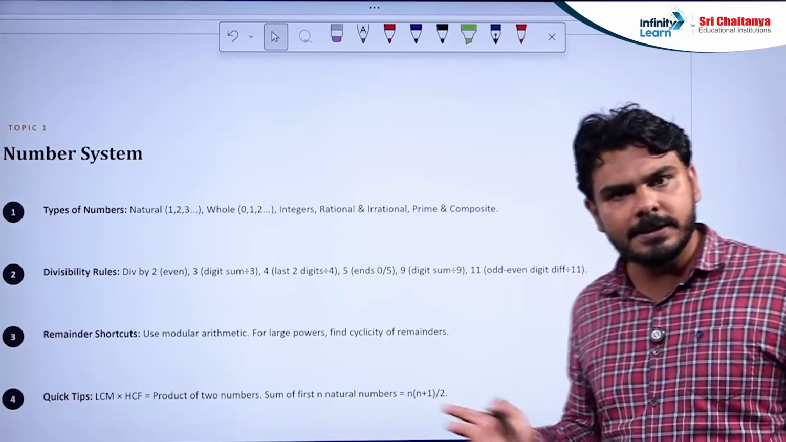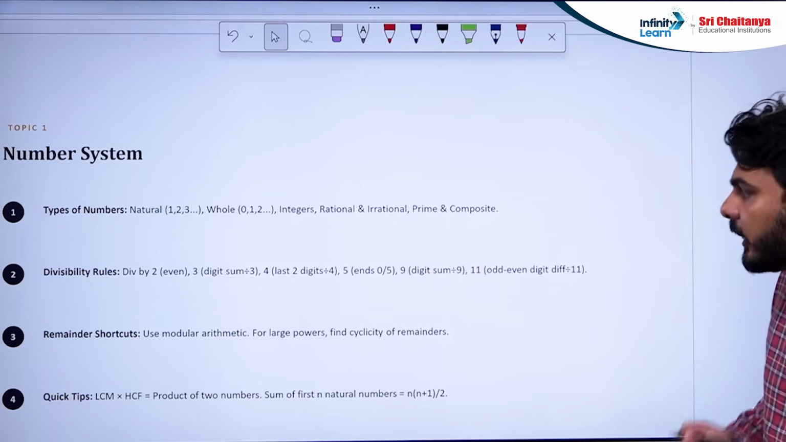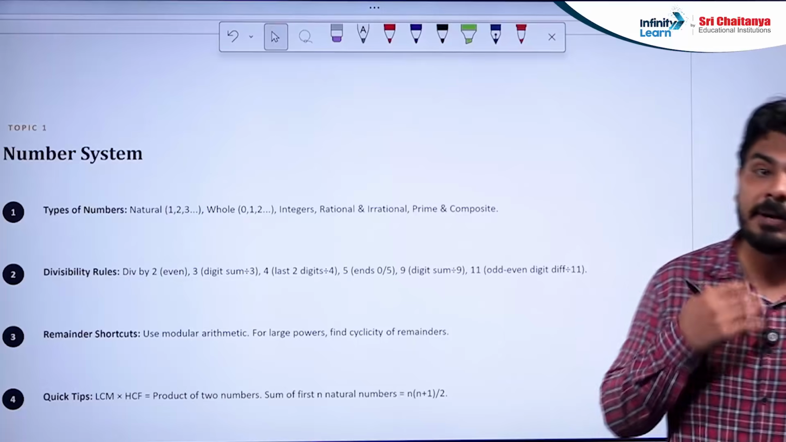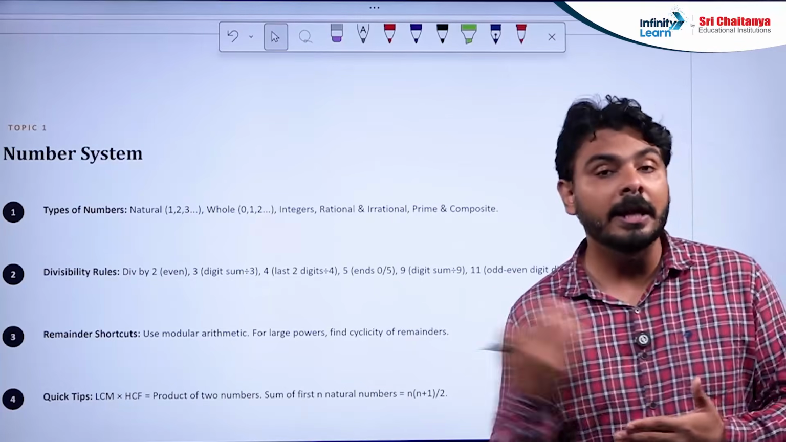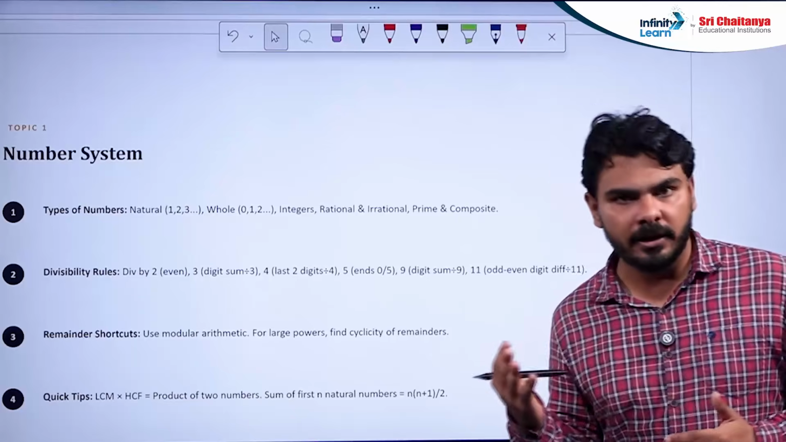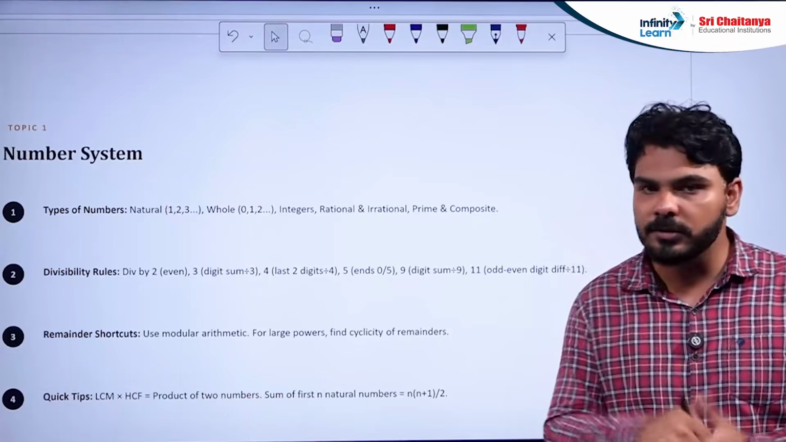Divisibility rules, divisibility by 2, by 3, by 4. Then remainder shortcuts. There are some remainder shortcuts that I will be discussing with you in the coming classes, because most students know how to find the remainder, but they don't know the shortcuts. So I will be discussing those shortcuts also in the class.